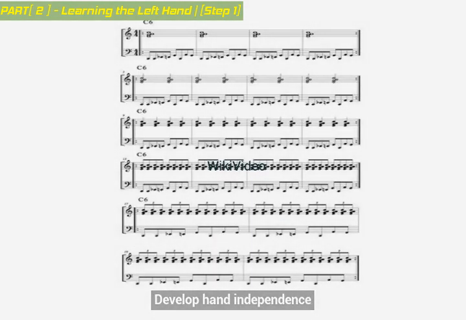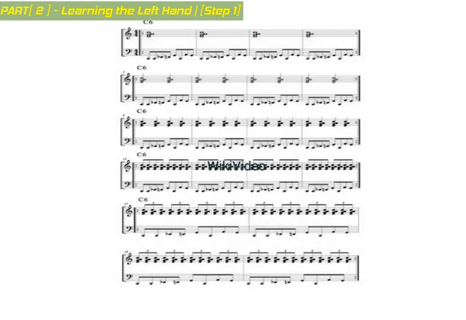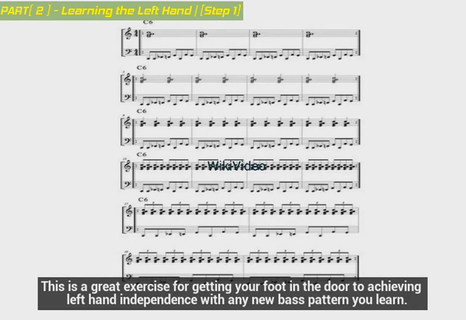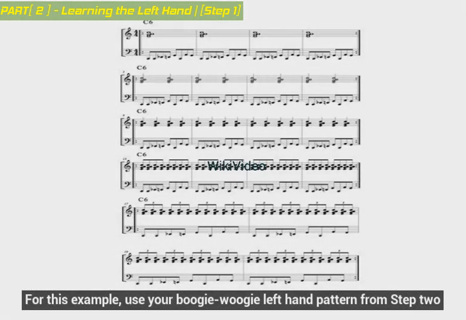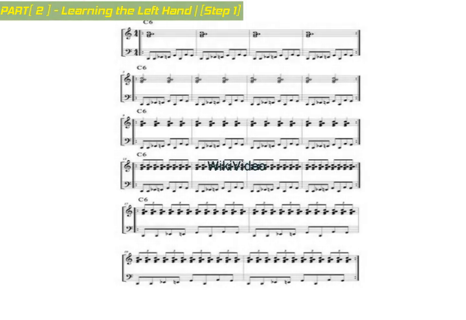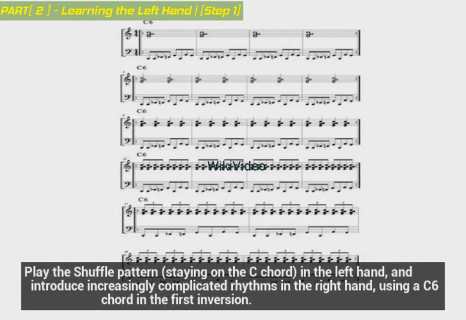Develop hand independence. This is a great exercise for getting your foot in the door to achieving left-hand independence with any new bass pattern you learn. For this example, use your Boogie Woogie left-hand pattern from step 2. Play the shuffle pattern, staying on the C chord, in the left hand, and introduce increasingly complicated rhythms in the right hand, using a C6 chord in the first inversion.